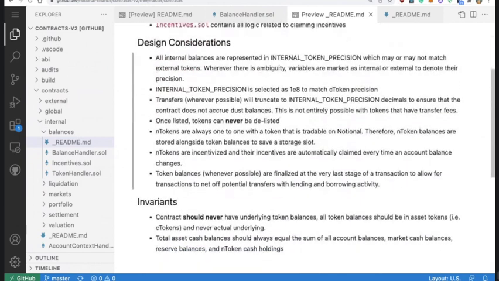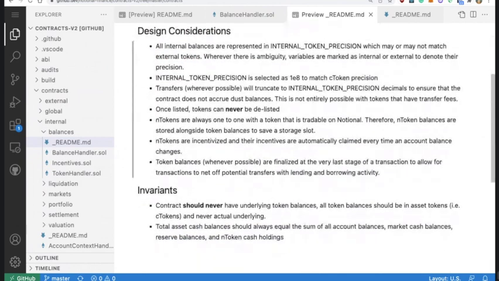Okay, cool. In terms of end tokens, they are always one-to-one with the token that is tradable on Notional. Therefore, end token balances are stored alongside token balances to save a storage slot. End tokens are incentivized, and their incentives are automatically claimed every time. Actually, what do you mean when you say stored alongside there?